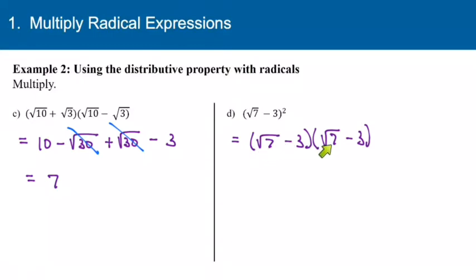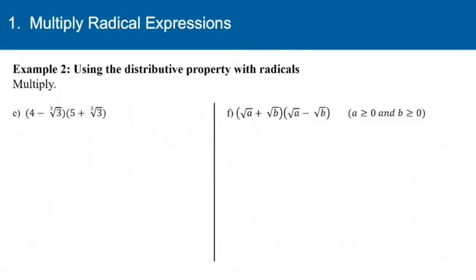Square root of 7 times itself is going to make 7. Square root of 7 times negative 3 is going to make negative 3 square root of 7. On the inner times inner, negative 3 times square root of 7 is just that. And on the last times last, negative 3 times negative 3 is positive 9. Now this time, these two middle terms do not have opposite signs, so they are not going to cancel each other out. But we can combine our first and last terms, so 7 plus 9 is 16, and then negative 3 square root of 7 minus 3 square root of 7 adds up to negative 6 square root of 7.